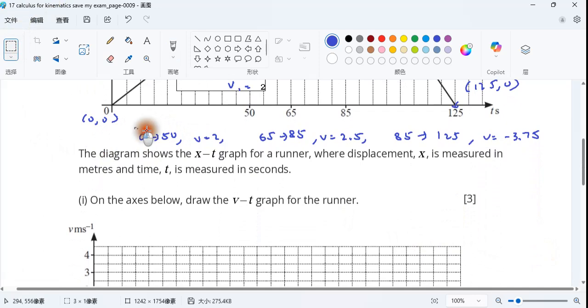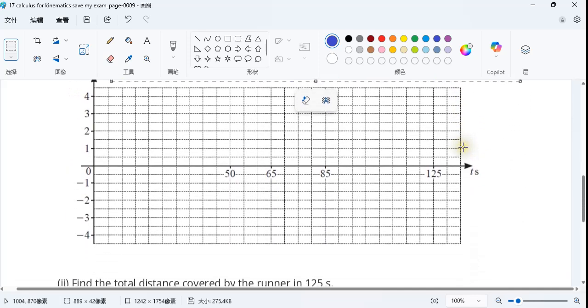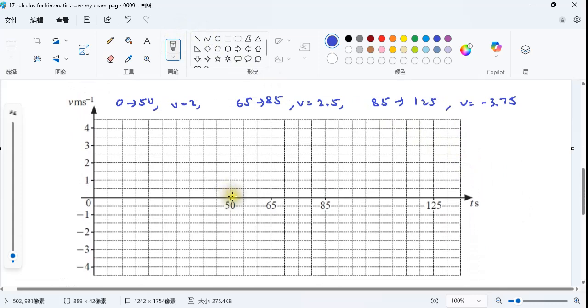So with this information, we can draw the VT graph. So 0 until 50, V is 2, and then 50 until 60, V is 0, 65 until 85 is 2.5, and then 85 until 125 is negative 3.75 here. Yes. Okay.